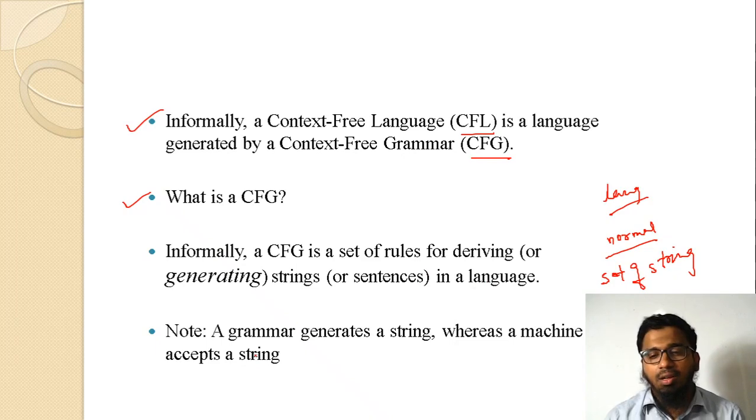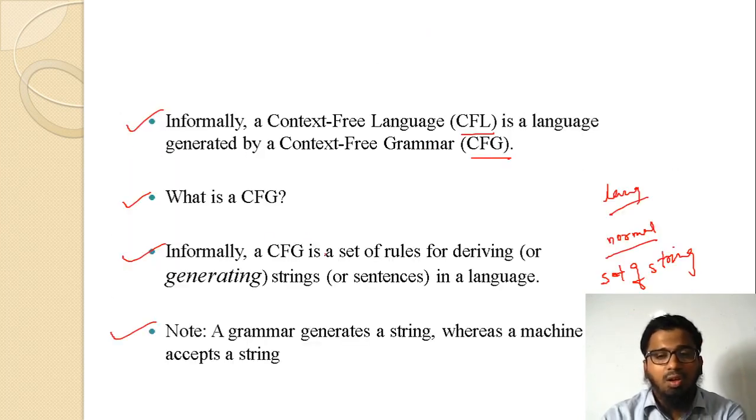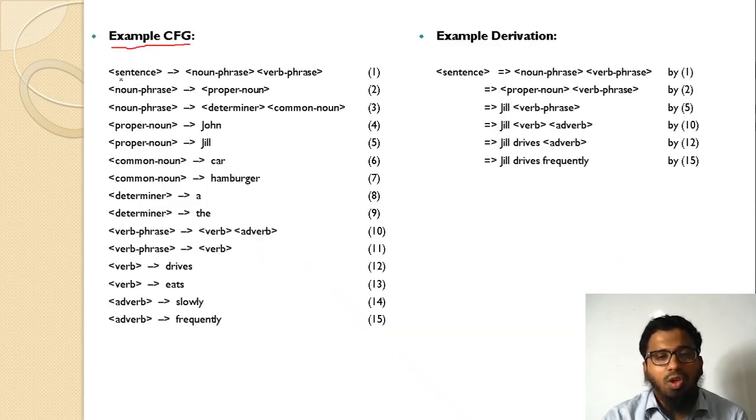A grammar generates a string whereas a machine accepts a string. In this way we need to complete the CFG. Here is a simple example of a CFG. Consider these as rules, and we derive strings from here, deriving a string in a language. Here it is already designed.